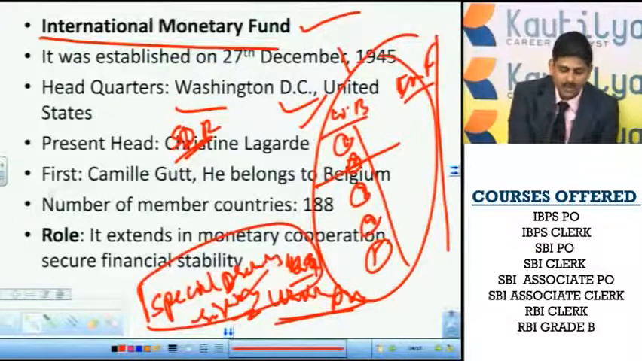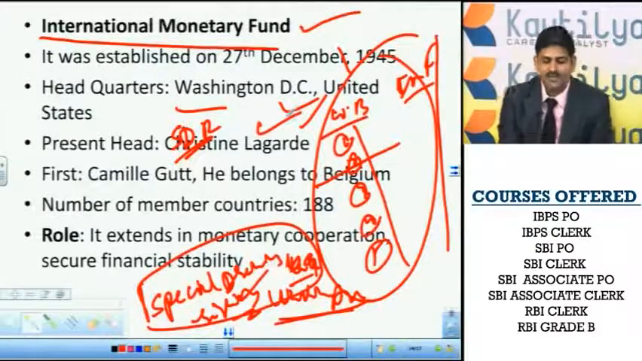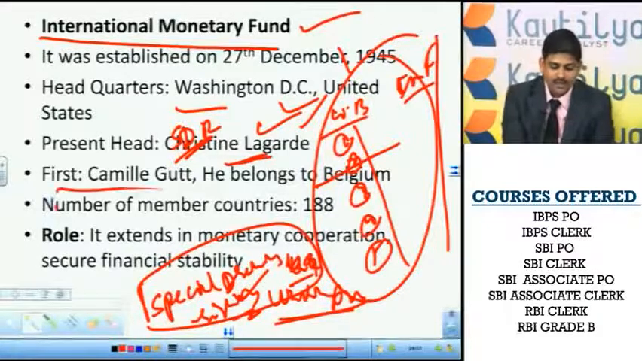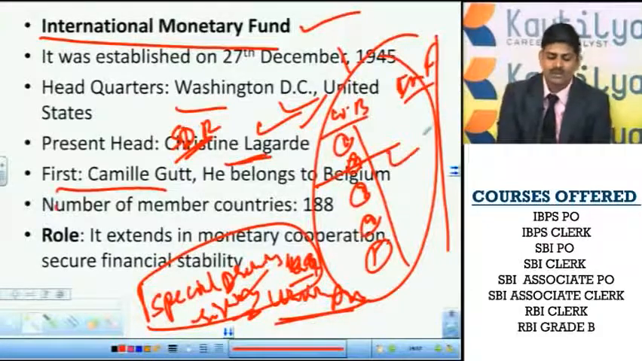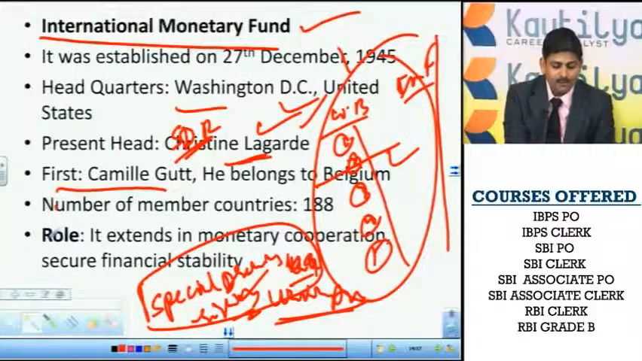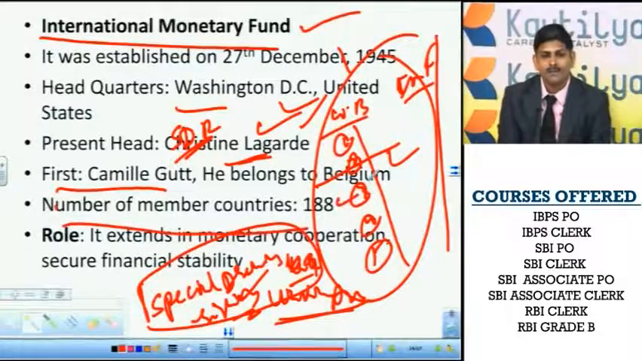At present the head of this organization is Christine Lagarde from France, and she is the first woman to lead it. The first head was Camille Gutt, who belonged to Belgium. The total number of member countries in this organization is 188. As I said earlier, it promotes the monetary system of the nations.